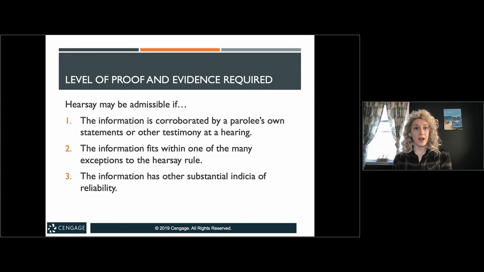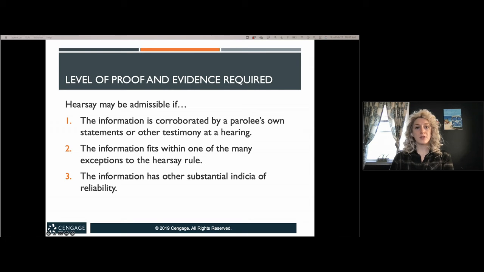So hearsay can actually also be admissible in a revocation hearing in 3 instances. If the information is corroborated by the parolee's own statements or by other testimony that's given at the hearing. If the information fits into one of the exceptions to the hearsay rule, or if there's other substantial indication that the information being provided is in fact reliable. In those cases, hearsay can be admissible in a revocation hearing.